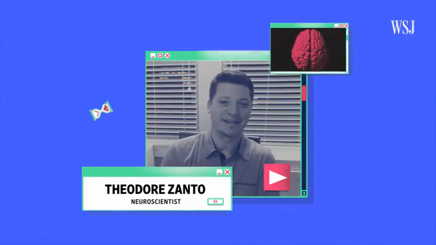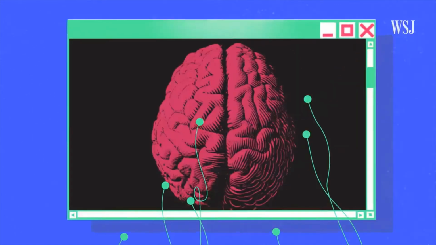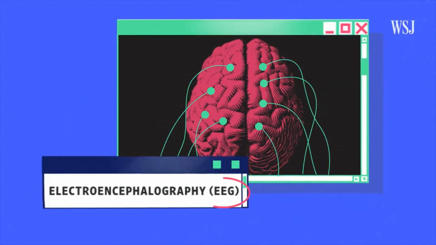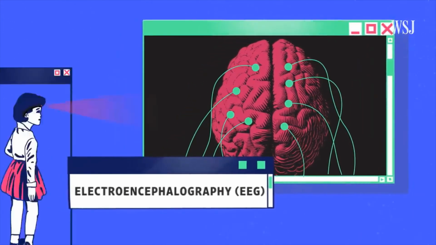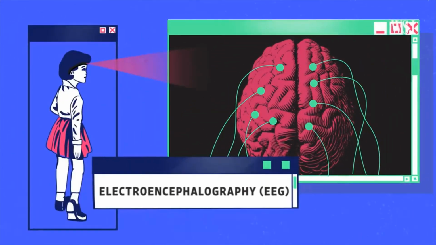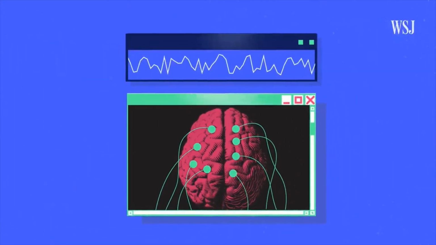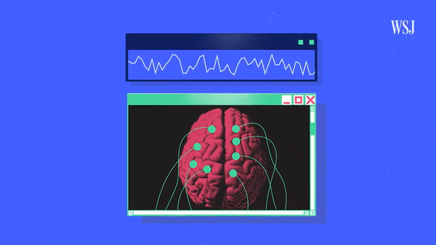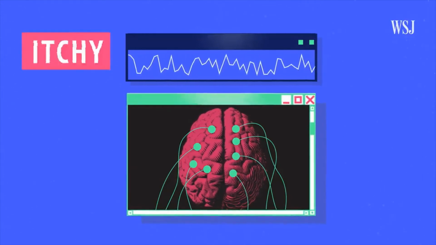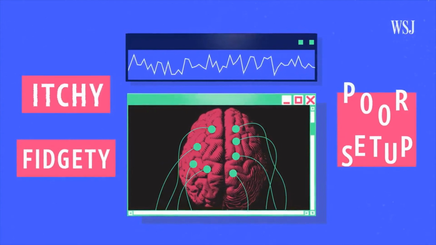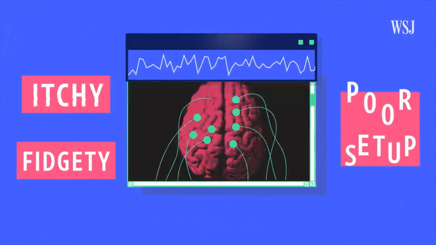Theodore Zanto is a neuroscientist at the University of California, San Francisco. He was surprised to learn that this tech, called electroencephalography, also known as EEG, is being used in the classroom on children. It's usually used by doctors in hospitals and labs. EEG is very susceptible to artifacts. And so if you are itchy or just a little fidgety, or the EEG wasn't set up properly so that the electrodes didn't have a good contact, it affects the signal.